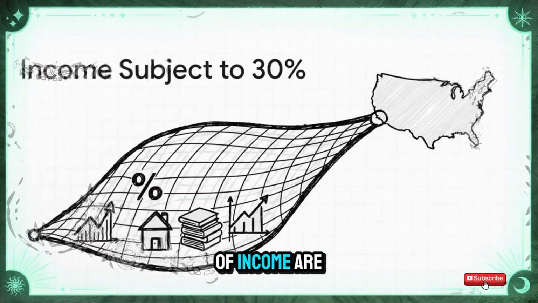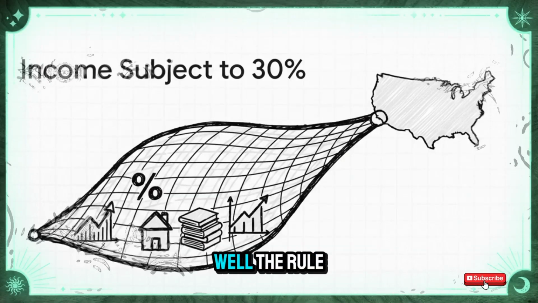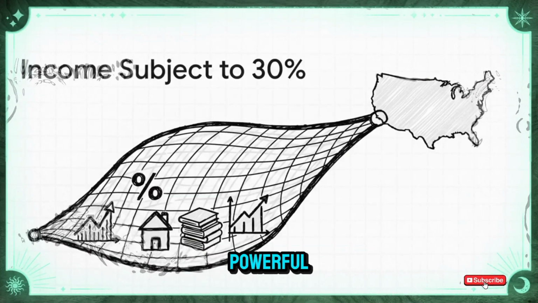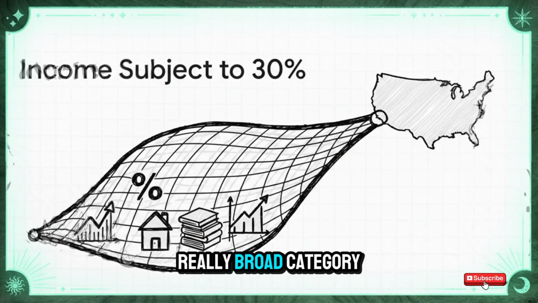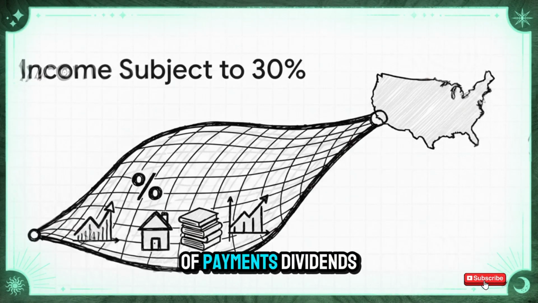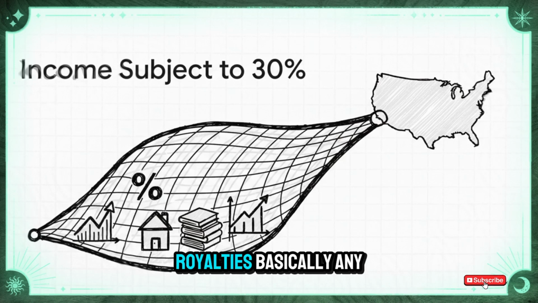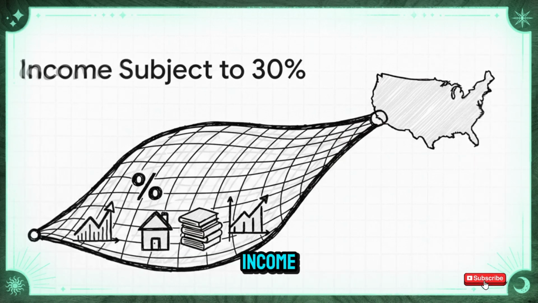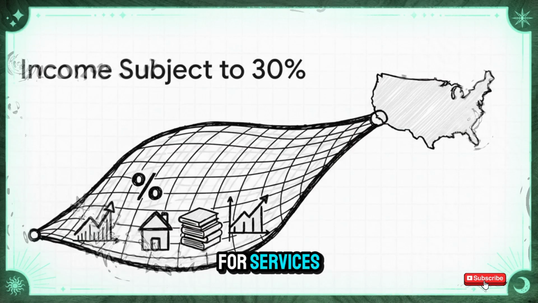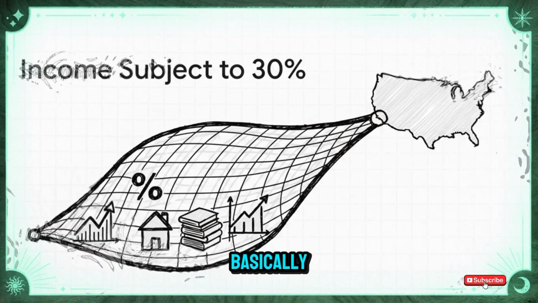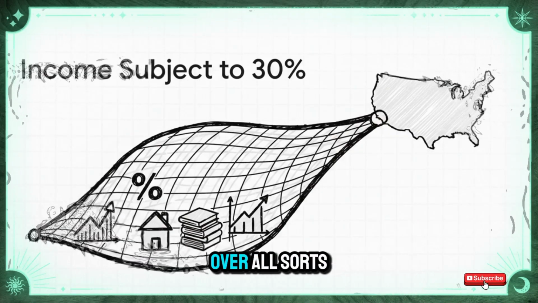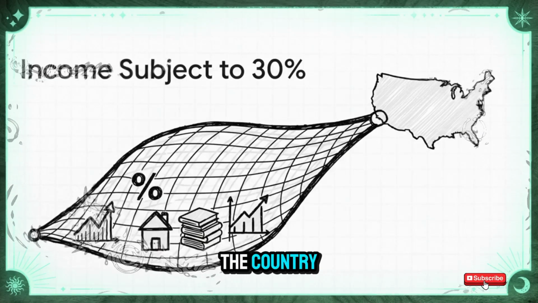So what kind of income are we talking about here? Well, the rule's scope is what makes it so powerful. It hits a really broad category of payments. Dividends, interest, rents, royalties, basically any fixed or determinable income. Think about it. Dividends from a US stock, royalties from a song, even certain payments for services. The system is basically designed to cast this huge net over all sorts of money flowing out of the country.